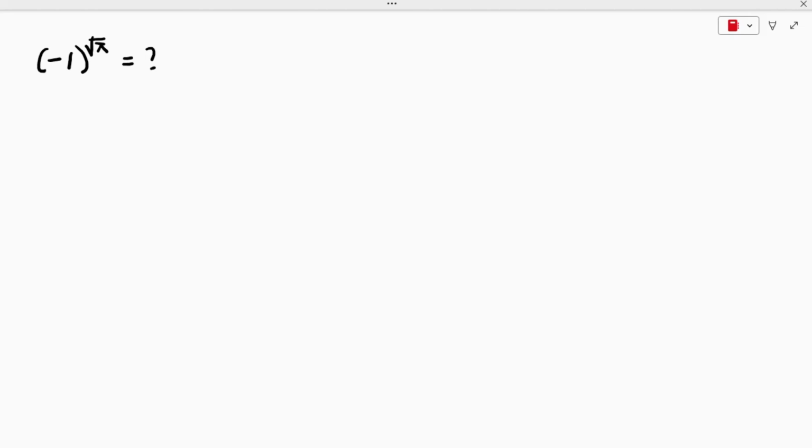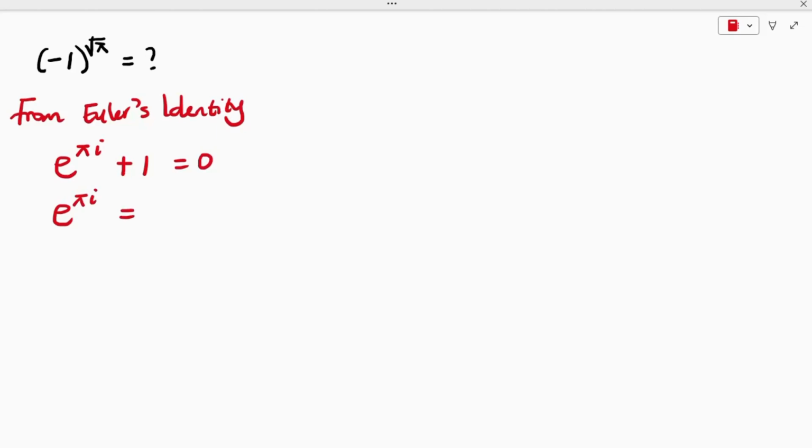And we can easily say that according to Euler's identity, we have that e raised to the power of pi i plus 1 is equal to 0, and we can easily rewrite this to be e raised to the power of pi i is equal to -1. So we know that -1 can be written as this. Substituting this into the original equation, this is going to become (e raised to the power of pi i) all raised to the power of root pi, which is equal to (-1) raised to the root of pi. So let's simply solve for this to know the value of (-1) raised to the power of root of pi.